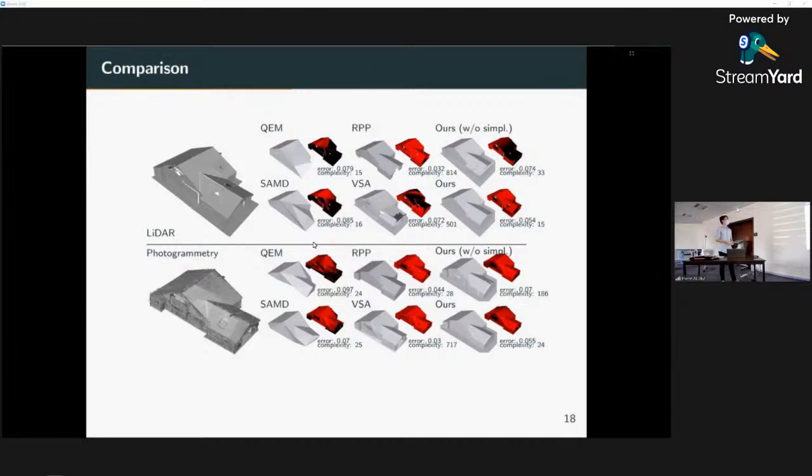What is interesting to see is, so those methods do not take into account the regularity of the output mesh. So what is interesting to see is that our approach is comparing our reconstruction pipeline without simplification and with simplification, and we see that we decrease the error and complexity of the generated models by using this simplification, both in the LiDAR and photogrammetry case.